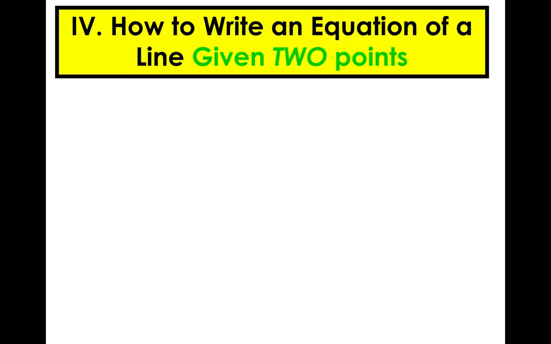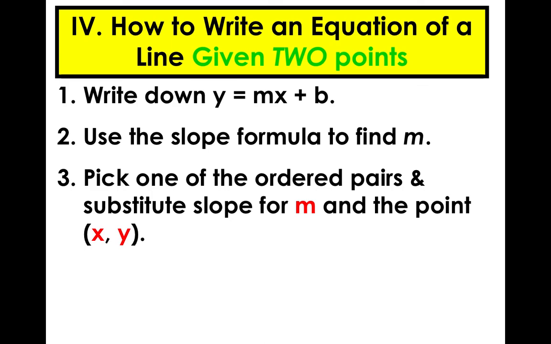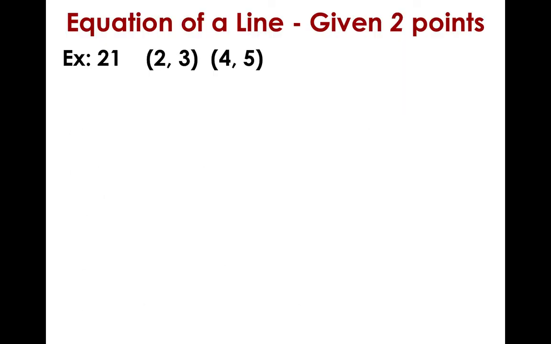How to write an equation of a line given 2 points? Well, we write down the y equals mx plus b. We use the slope formula. We pick one of the ordered pairs and substitute it back into the previous section. And then we solve for b. And finally, we plug it back into the equation. So let's look at this example right here. So we're given this example. All right. We got 2 points.